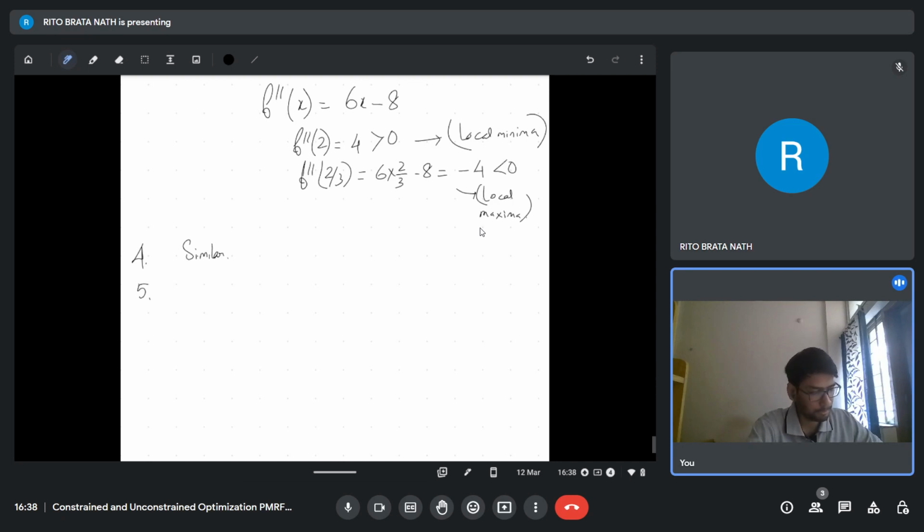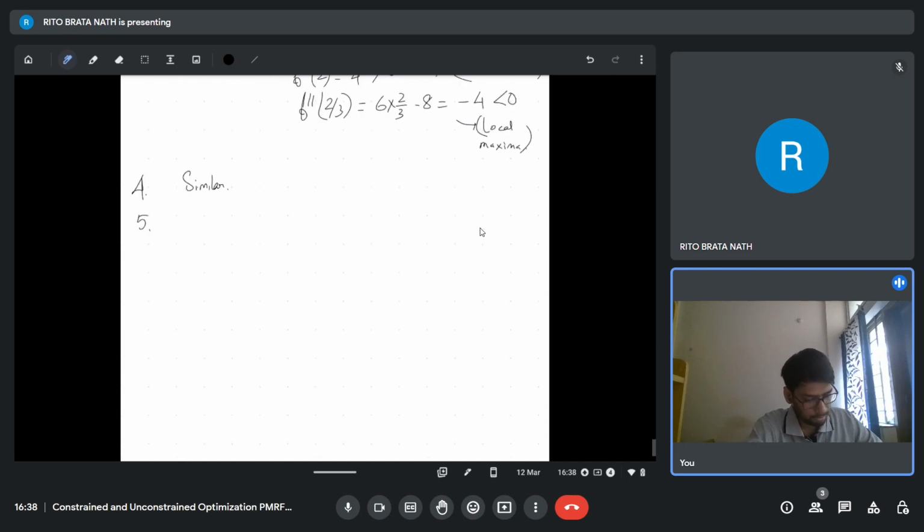So it might happen that f double prime x equals 0, so that could be a point of inflection. Let me take a function, say f(x) equals x cubed. So f prime x is 3x squared. Setting this to 0 gives you x equals 0.